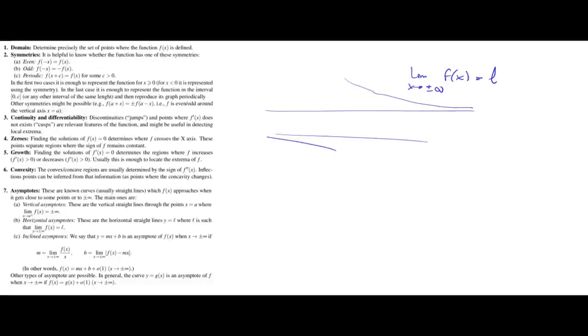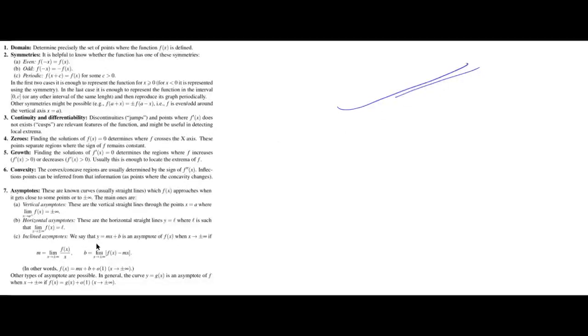Horizontal asymptotes are given by the limit when x goes to plus or minus infinity of f, and you get some value L. It could be different at plus and minus infinity, for instance. You could have this. And then you have inclined asymptotes, which is where the function grows to be something like a curve, so something like a real line.